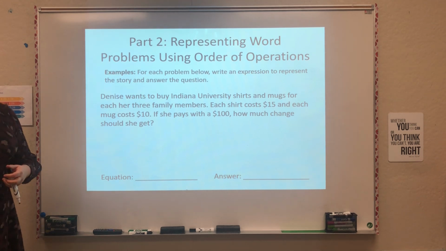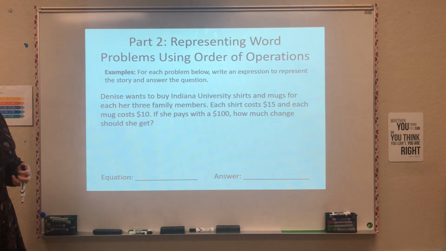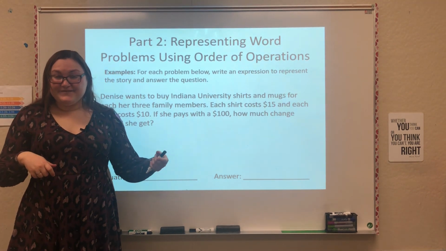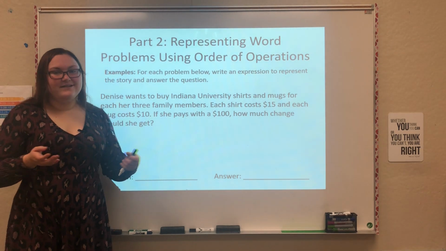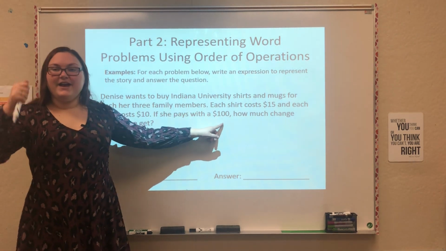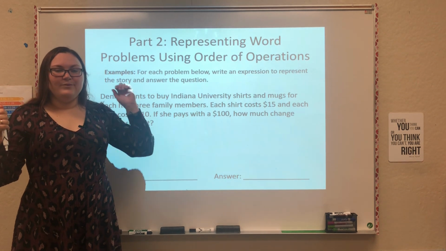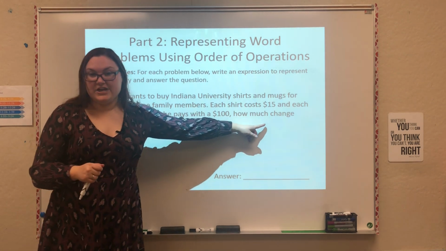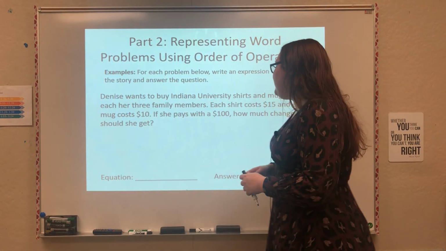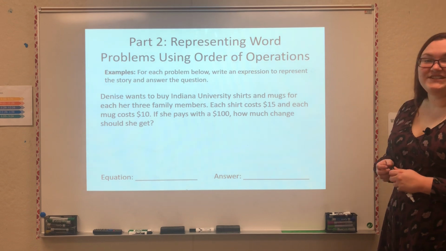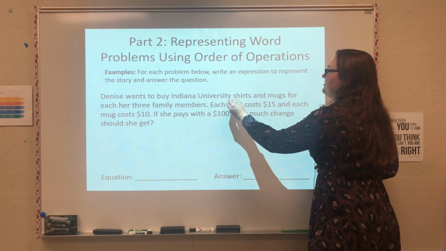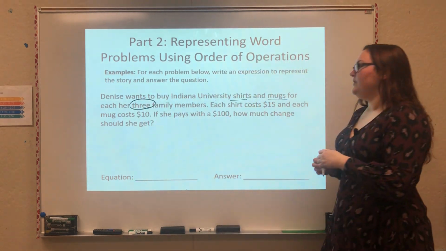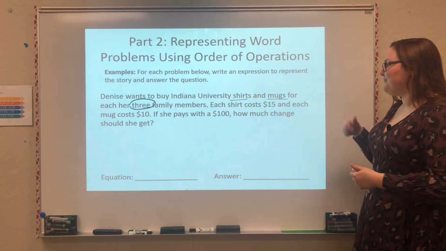Well, to figure out how much change she should get, there's a couple steps we're going to need to do, because to find out how much change she gets, we need to first figure out how much total money she's spending. To find the change, she's paying with 100, so we're going to have that 100. We need to know how much money she's spending to figure out how much money she's got left over for her change. So to figure out how much money she's spending, there's a couple things she's buying. It says she is buying shirts and mugs for 3 family members. So she's going to buy 3 shirts and she's going to buy 3 mugs.